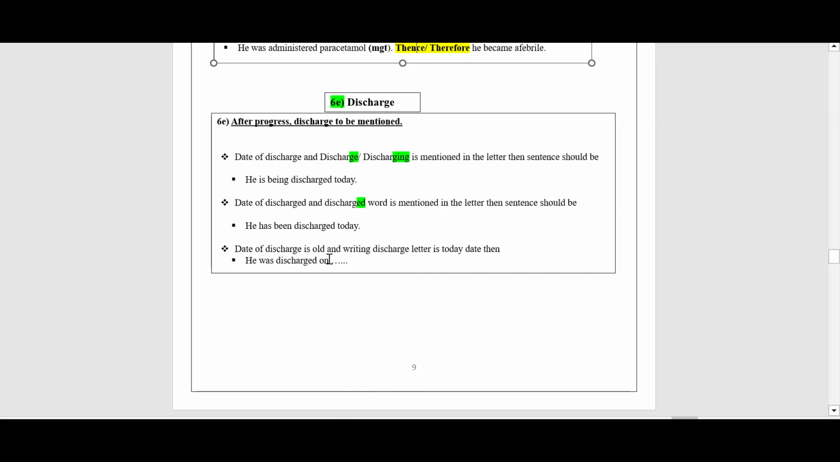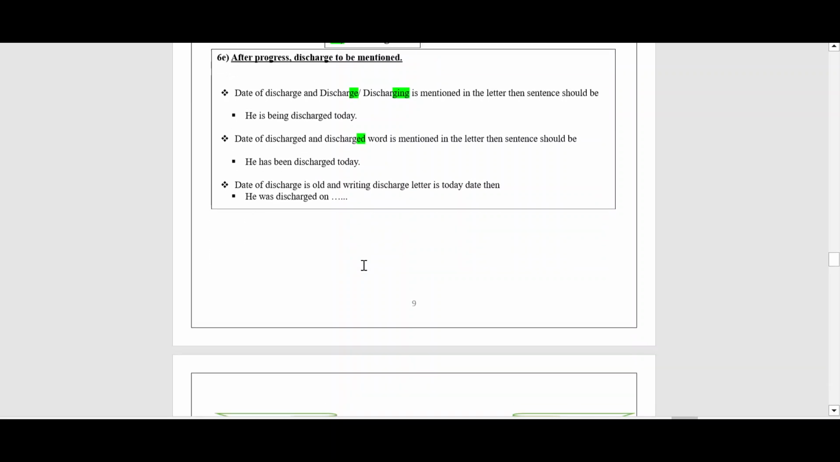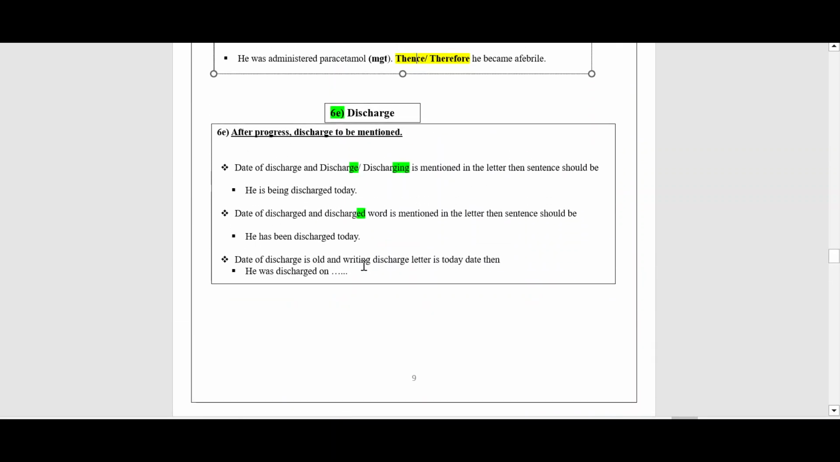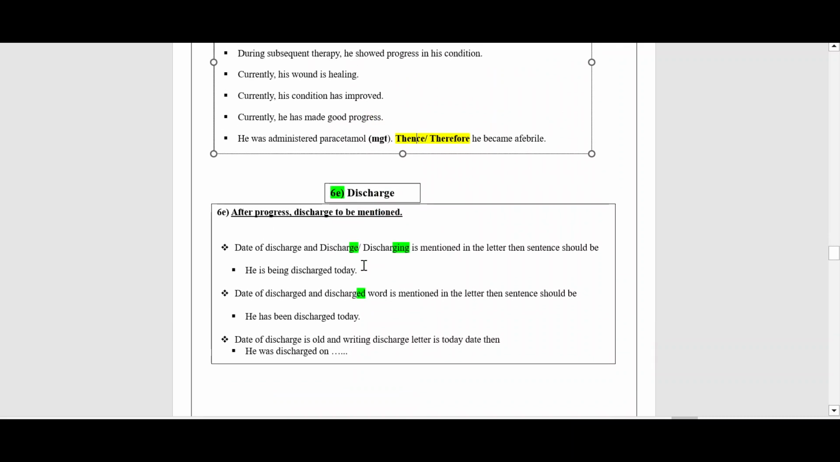In case the date of the discharge is old, and you are writing the discharge letter on today's date, then you can write "he was discharged on this date," the old date you are mentioning, right? He's already discharged, the discharge date is old, but you are writing the discharge letter today, so "he was discharged on" this date, okay? So this is a way, this is the first body paragraph, the present medical history.